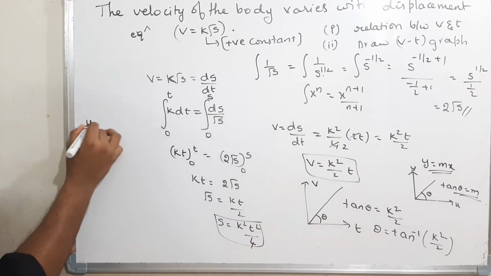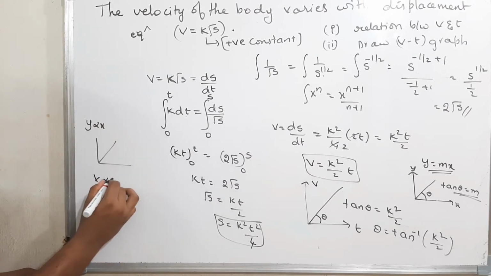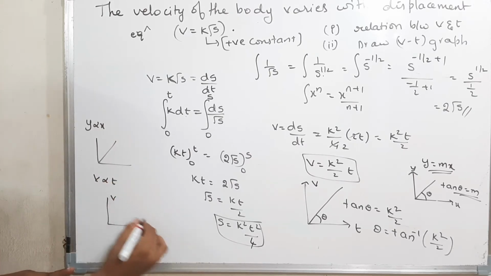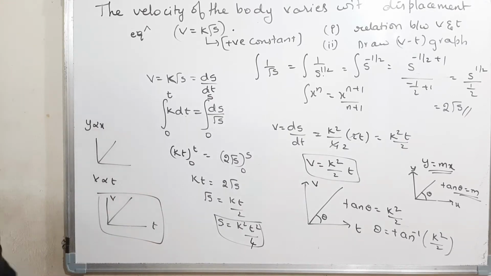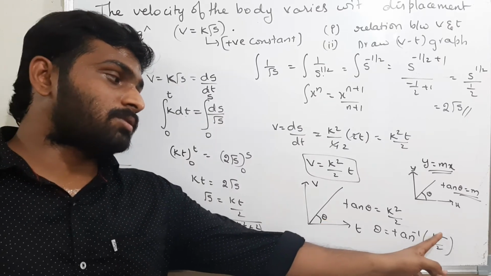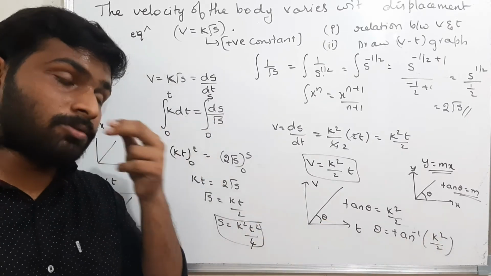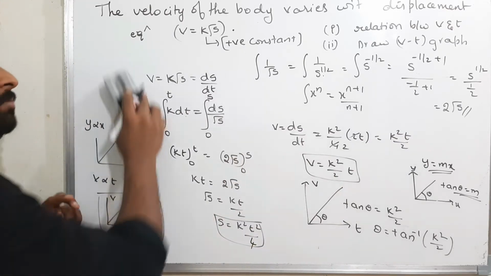See here, y is directly proportional to x. The graph will be a straight line like this. V is directly proportional to time. Therefore the graph for VT graph is like this. Therefore this is the answer. And it is making some angle. What is the angle? Theta is equal to tan inverse k square by 2. If they were to find slope, what is slope? Slope is k square by 2. This is the answer. Okay, now we will see the next problem.